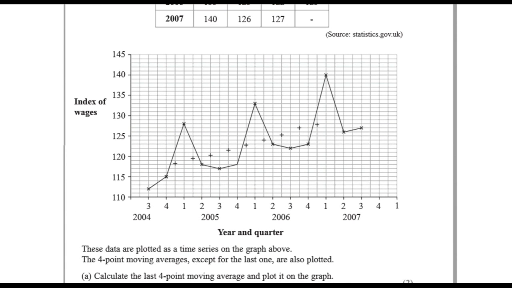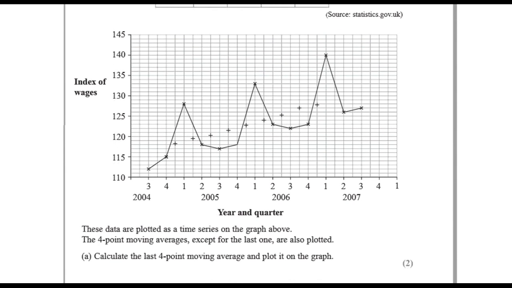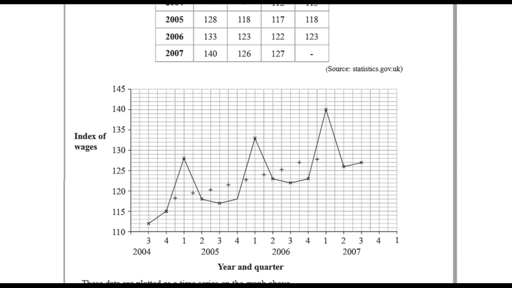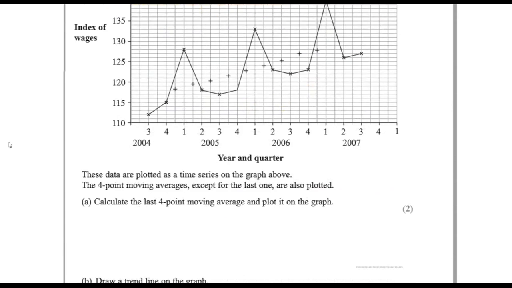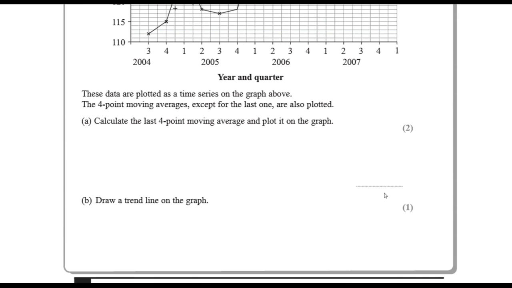These data are plotted as a time series on the graph above. The 4-point moving averages, except for the last one, are also plotted. Calculate the last 4-point moving average and plot it on the graph. So the last four numbers, 127, 126, 140, 123: add them up, divide that by 4, and you get 129. And it wants us to plot it on the graph.